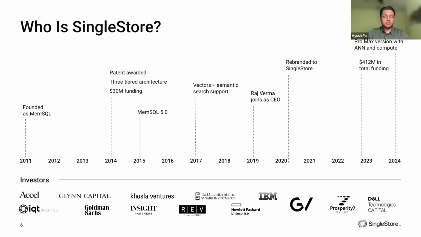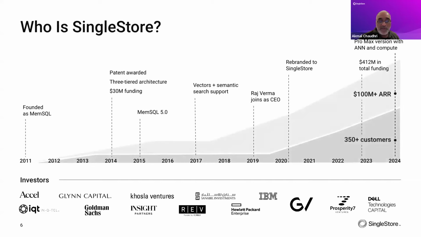Yeah, thanks very much, Ayush. Here we can see a little bit of background on SingleStore. The company goes right back to 2011, and over time both the revenue and the number of customers have increased. Revenue really started to increase significantly between 2017 and 2018. We are today a $100 million ARR company, annual recurring revenue. You can see the number of customers there, over 350 global customers, and again that number started to increase significantly between 2019 and 2020.